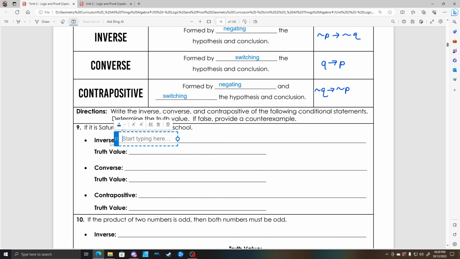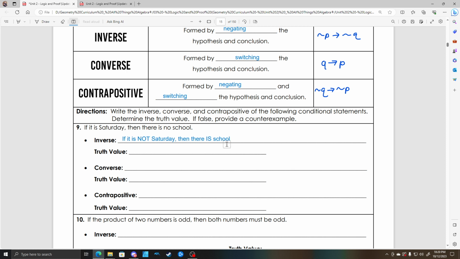The inverse is if not, then not, right? So if it is not Saturday, then, well, it would normally be there is no school. Then there, we'll just say there is school, because you're kind of taking the opposite. You wouldn't say not no school. That would be kind of weird. All right, so if it is not Saturday, then there is school.